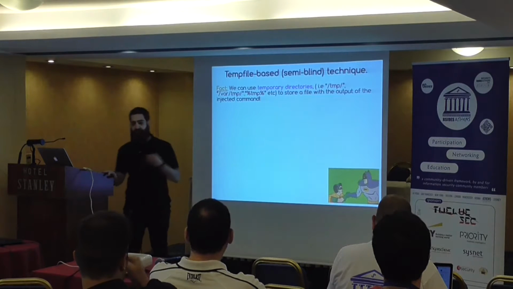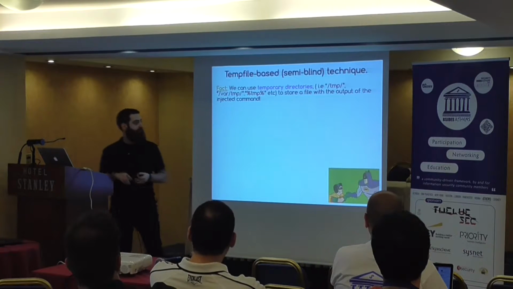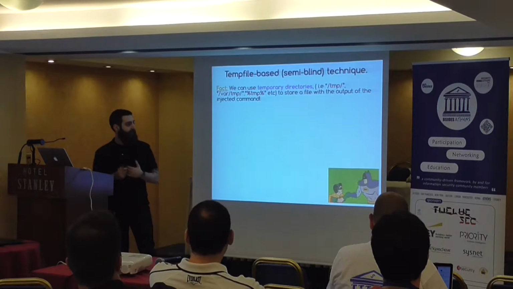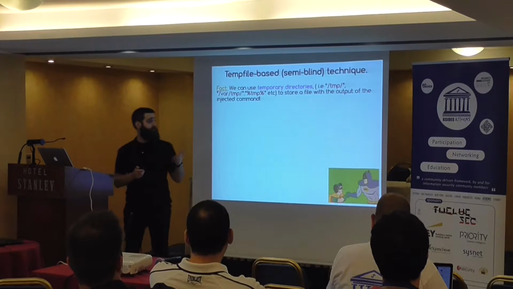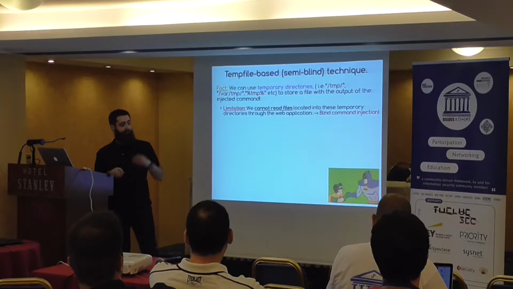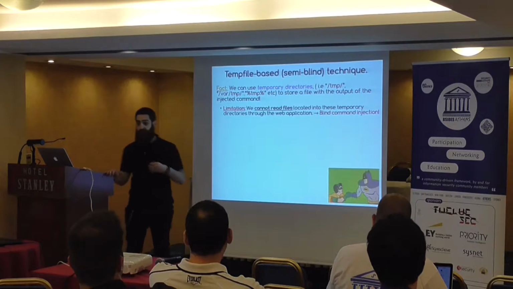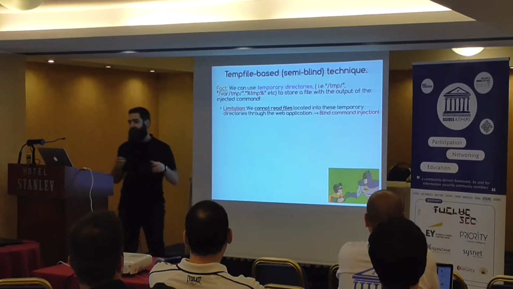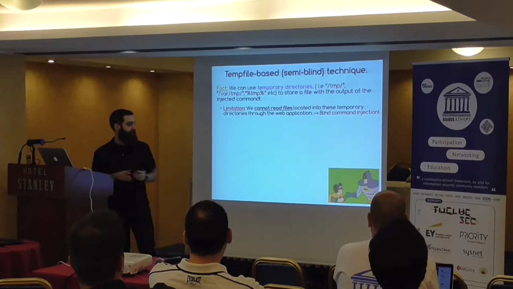We can use temporary directories such as TMP, RTMP, etc. in order to store a file with the output of the inject command. The problem here is that we cannot read files located in these temporary directories through the web application because of, let's say, the blindness of the vulnerability.